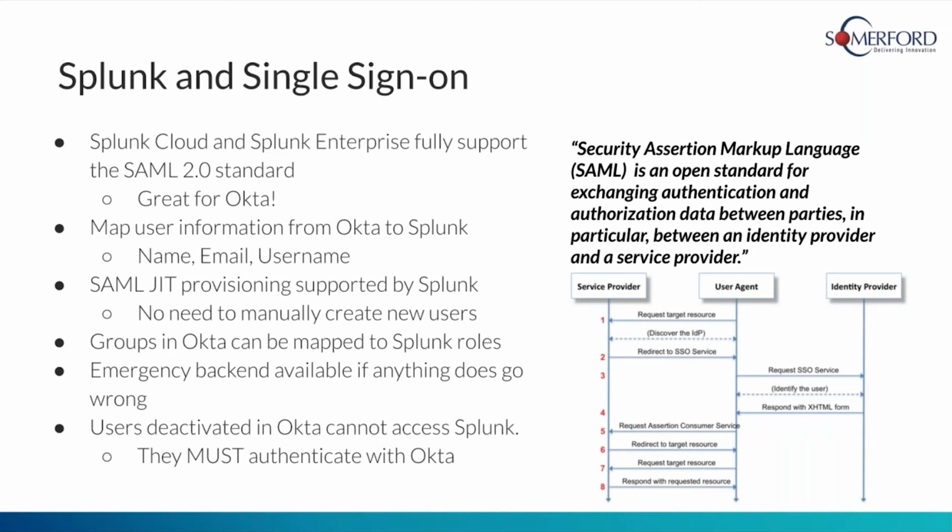Information from Okta to Splunk gets mapped across as part of SAML and single sign-on. So we can take the identity information out, identity attributes even, things like the username and their email address can be mapped across from Okta to Splunk, so that Splunk has that information already.